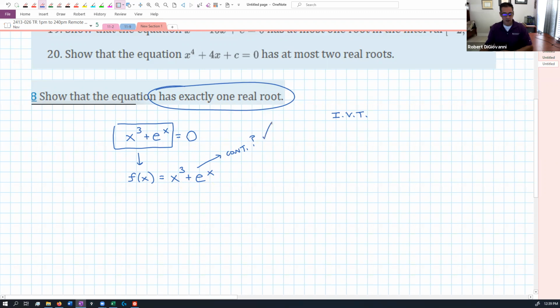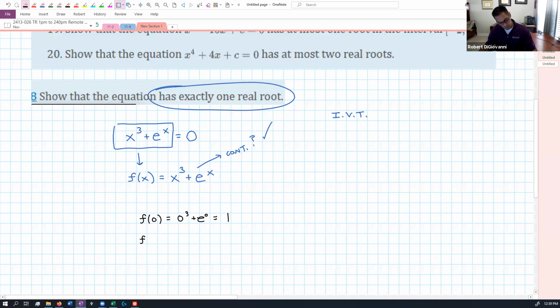So yes, it's continuous. That means if I can show you that at any point it goes from a positive number to a negative number, then you know it goes through the x-axis somewhere. So let me look at this for a second. If I plug in 0, I'm going to get 0 cubed plus e to the 0, that's going to be 1. Can I get a negative number?